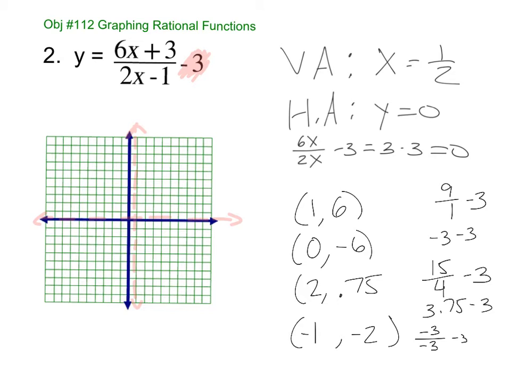All right, so 1, 6. 0, -6. 2, 0.75. -1, -2. Oops. Well, that was a terrible graph, but whatever. And that's it.